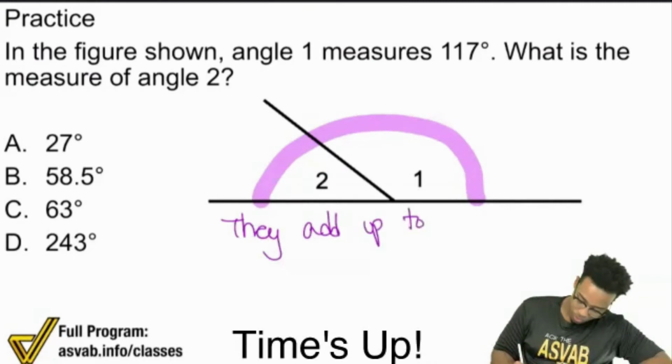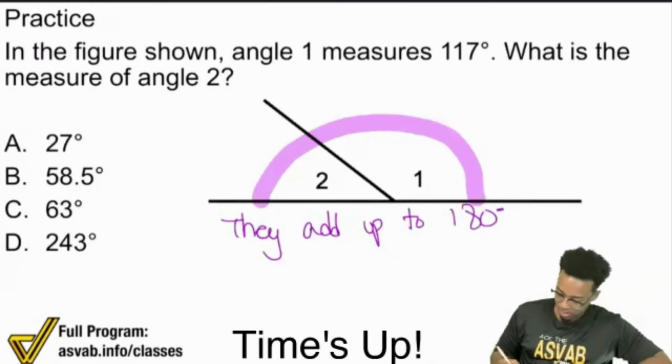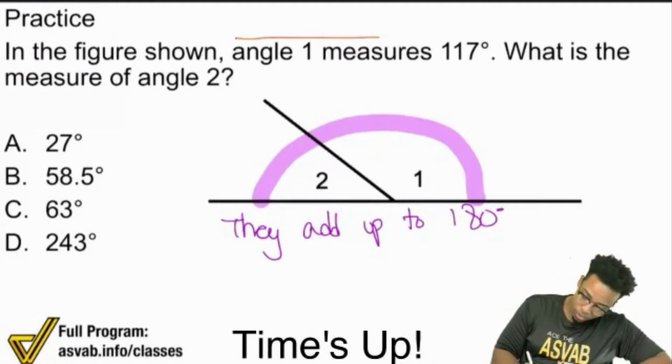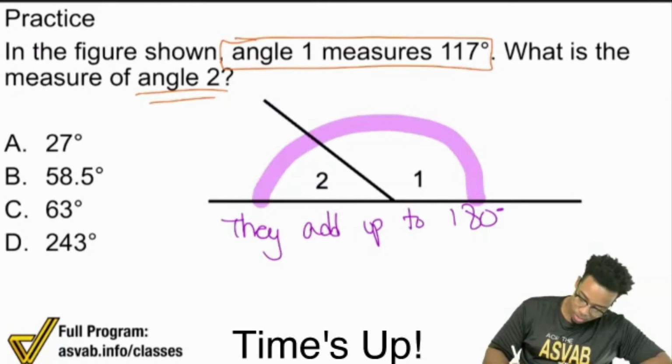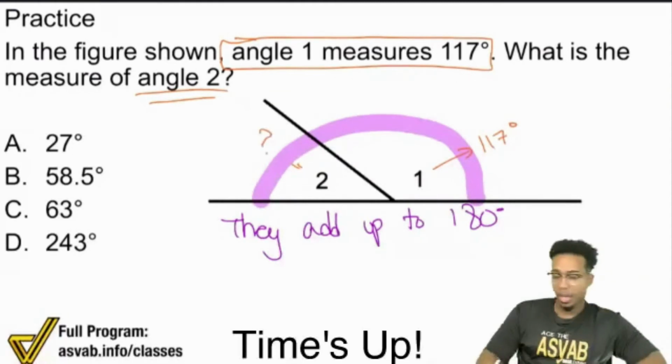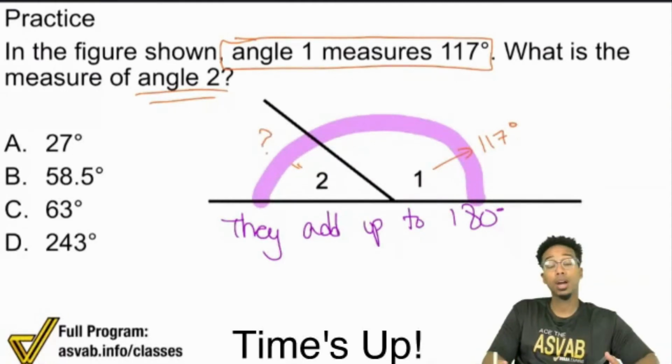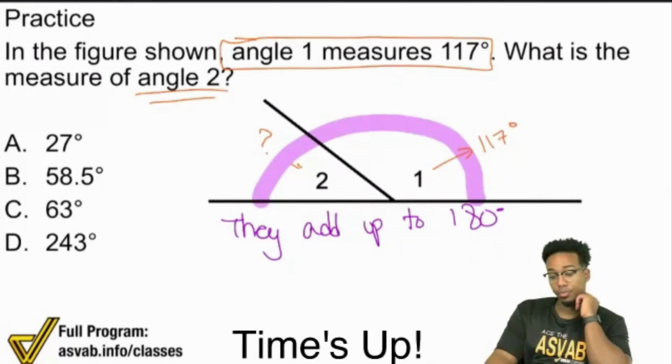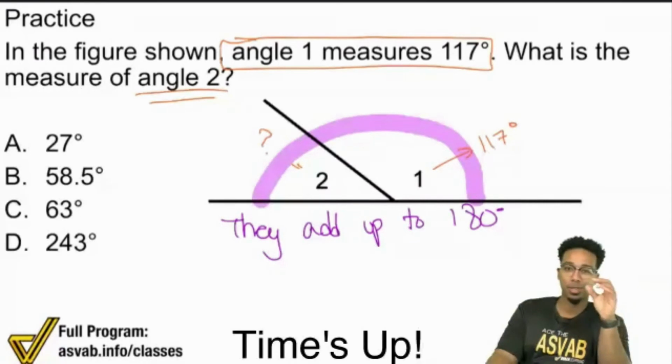Okay. So with that said, let's go ahead and draw the facts of the situation in. We see angle 1 measures 117. We want to know angle 2. So angle 1 is 117. Angle 2, we don't know. Everybody, what do we need to do to figure out what angle 2 is? What do we need to do? We need to subtract. That is correct.